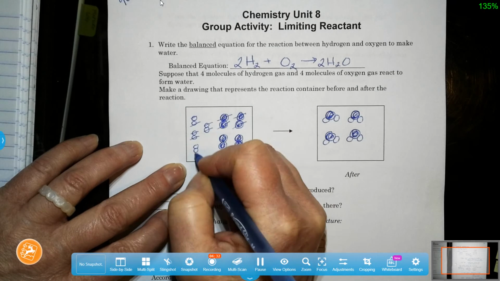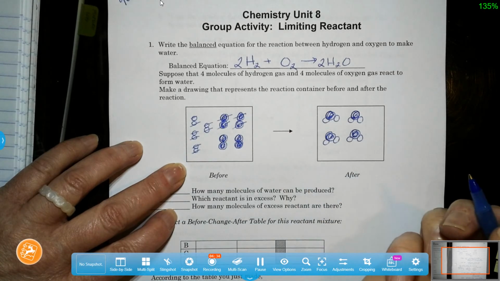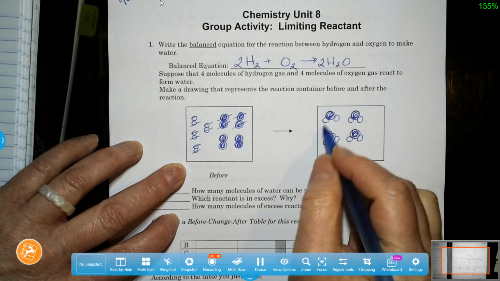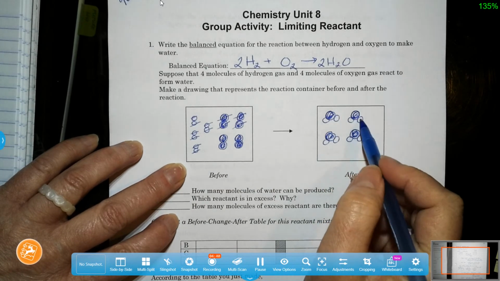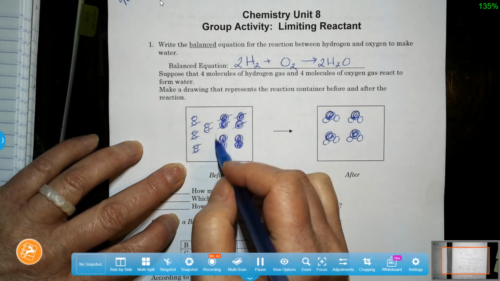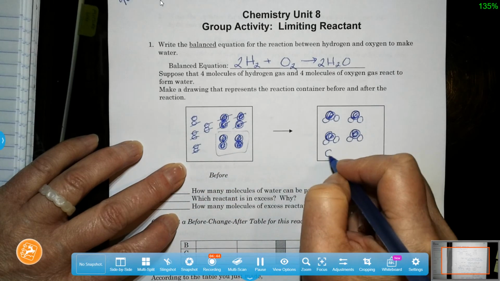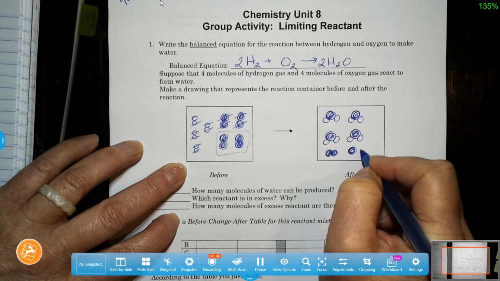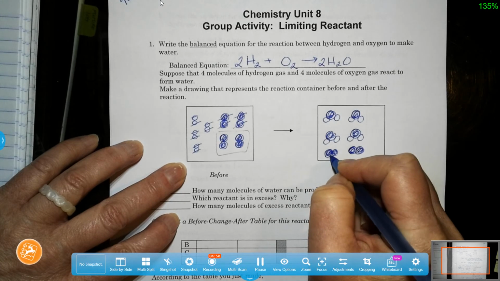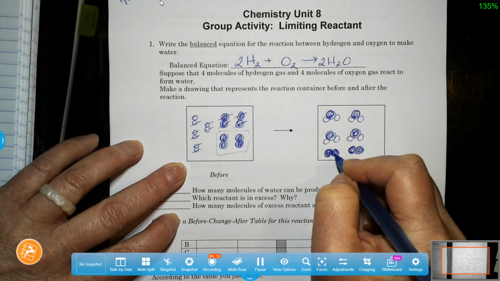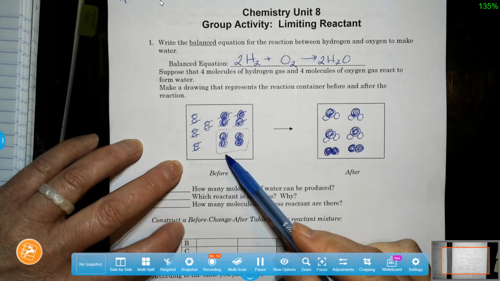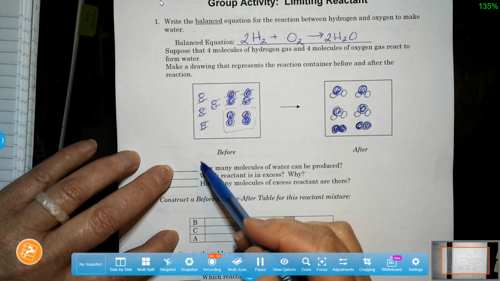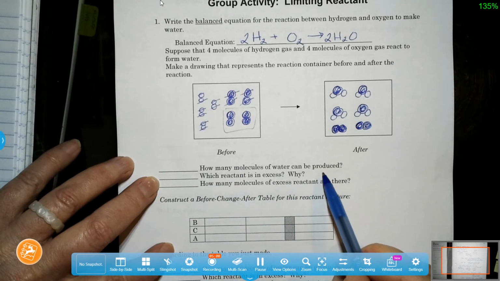Okay, 1 of those, 2 of these, and then I don't have any more hydrogen, so I can't make any more water. So my after picture is going to have 4 of these water molecules, but it's going to have these 2 unused oxygen molecules. Okay, this is the before picture, before the reaction happens. That's the after picture. So how many molecules of water can be produced with the starting material?